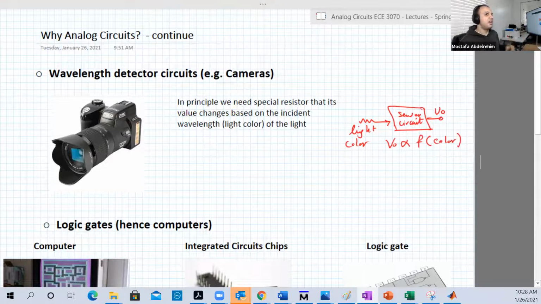So for example, if the incident light is red, VO will be 1 volt. If the incident light is blue, then the output voltage will be 0.5 volt, something like this. Just for explanation, it's not a real thing. So based on that principle, we can make a digital camera. We can see stuff.